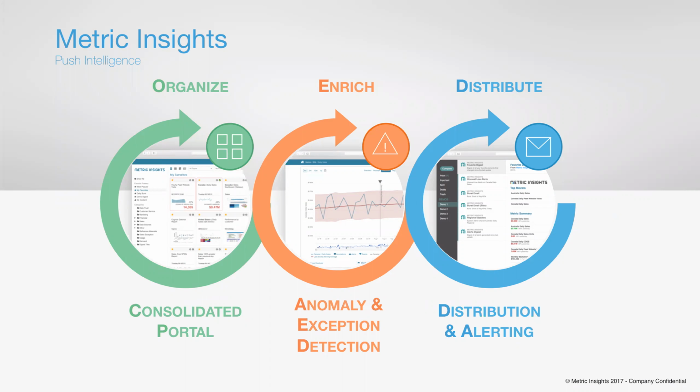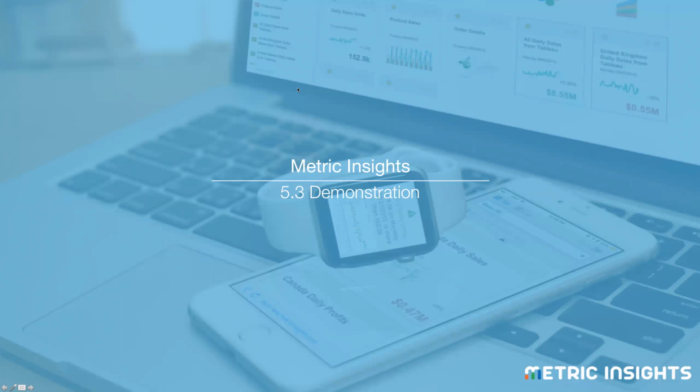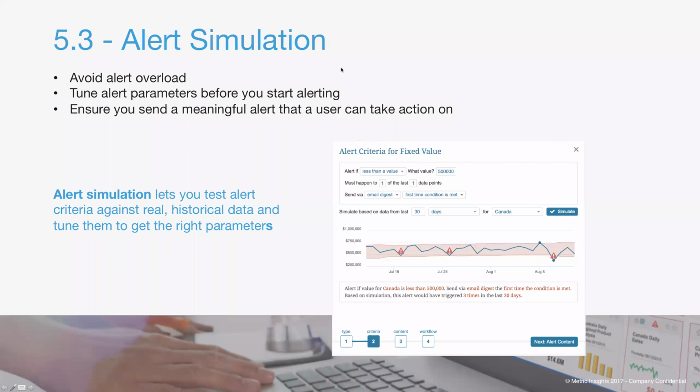So organize your content, enrich it, and distribute it. So let's jump across to the functionality that we've added in each of these areas. So the first thing that we're going to cover this morning is the concept of alert simulation, and obviously this falls into the anomaly detection and the distribution aspect of the product.